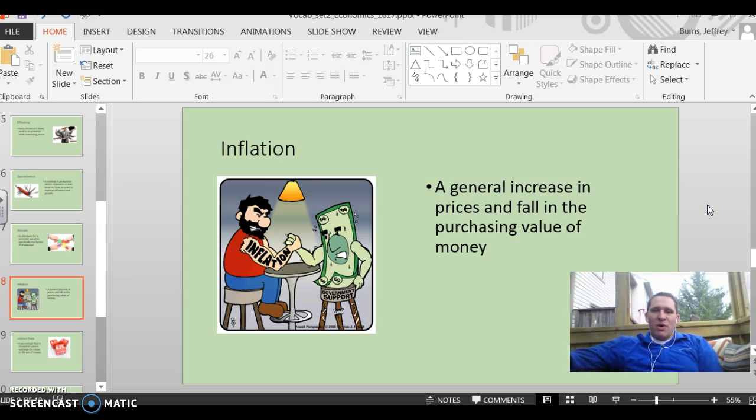So you want inflation to be stable or low. You don't want peaks and valleys. You want a low, steady increase over time. You don't want something to fluctuate.